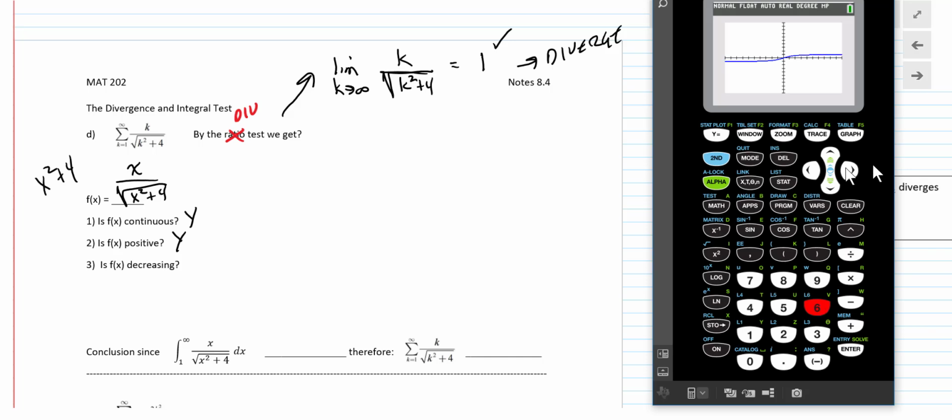That's kind of interesting. Now I'm going to change my window just a little bit here. I'm going to start at 0, go out to like 100, scale maybe by 10 or something like that. And then the min y, I'm going to go 0 to 1 or something like that, and just see what we get here.